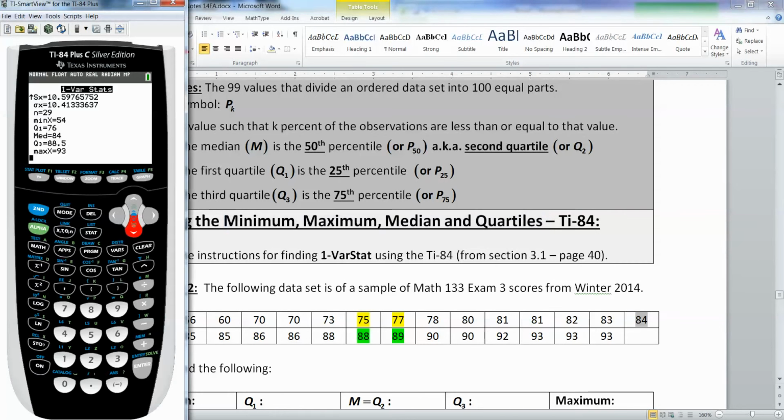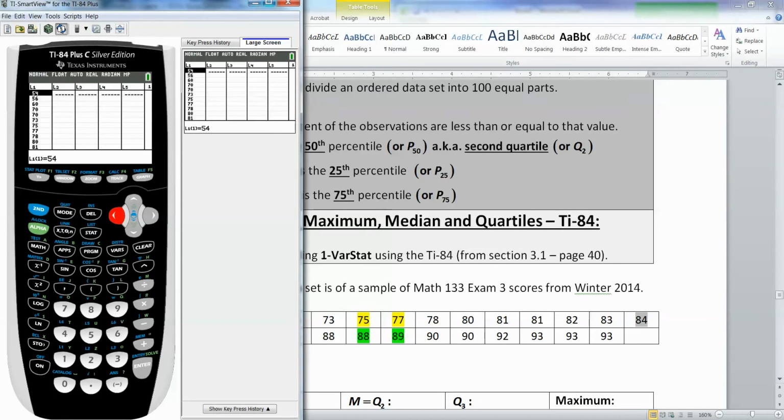Well, you go to Stat, you go to Edit, and you type in your data set. So I type 54, 60, and so on. Oh, and I cleared out my old data, first of all. I'm not going to do it because I already typed this in, but you go up, clear, enter, and clear out the old, and then type in the new. All right, so then I have those data numbers right there.